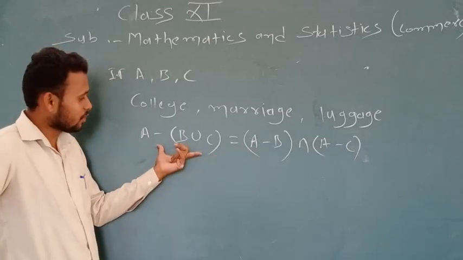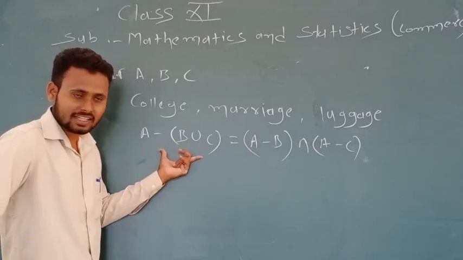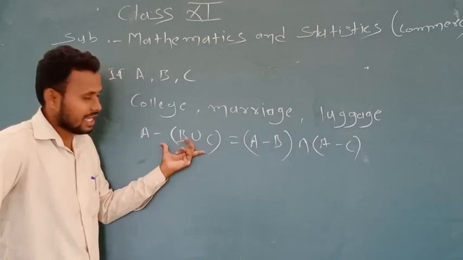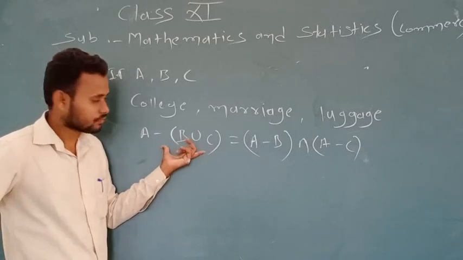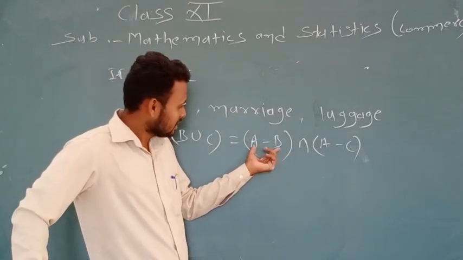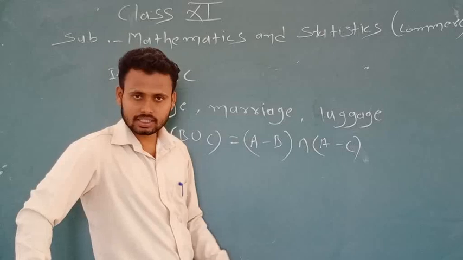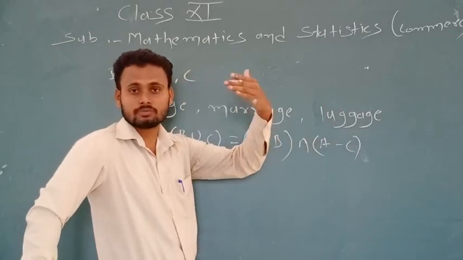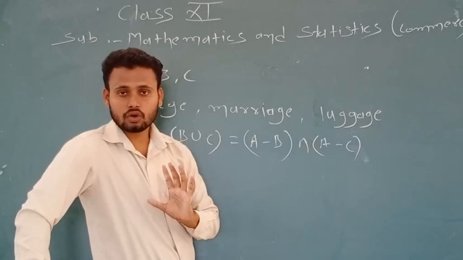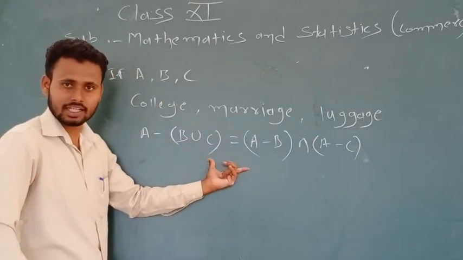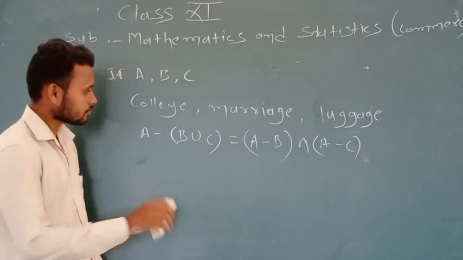First we will find the value of the left hand side, that is A minus B union C. We will first find out its value, and call it equation number first. Next we will find the value of the right hand side, that is A minus B intersection with A minus C. We will get some value for it, and call it equation number second. Then from equation number first and second we observe that both have the same value, therefore we say that these are equal.